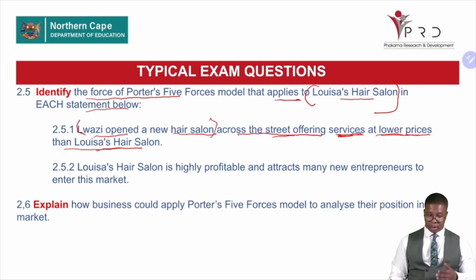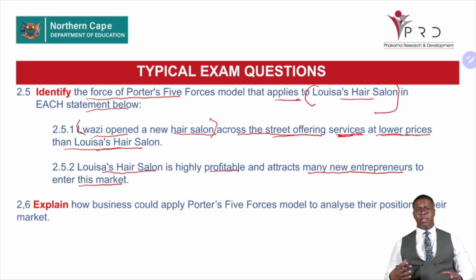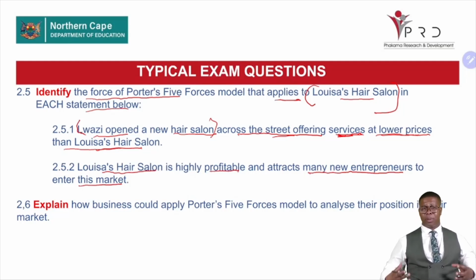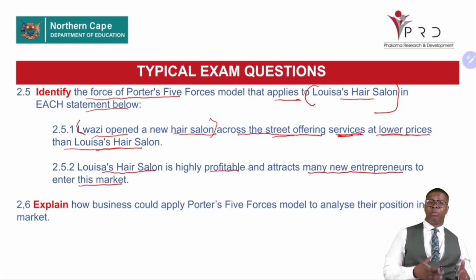Or the power of what? The power of competition. And then Louisa's Hair Salon is highly profitable and attracts many new entrepreneurs to enter the market. So what do we see there? We are checking to say, as Louisa is applying Porter's 5, Louisa should be in a position to check if it is easy for other people to start offering the same service she is offering.